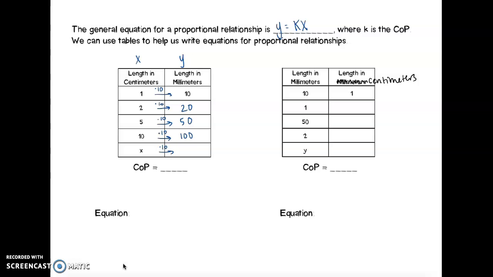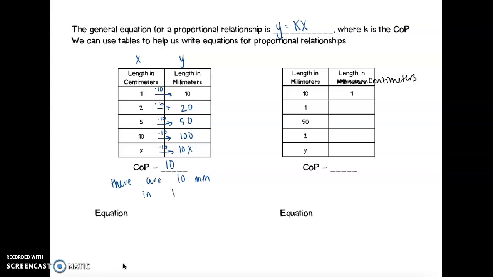And then for the last row, we have the letter x. And that's just saying for any length in centimeters, could be 5, it could be 20, it could be 30, to get the length in millimeters, we just multiply it by 10. So the last row would be x times 10, or just 10x. And then we have our COP is 10, and the COP means there are 10 millimeters in 1 centimeter.